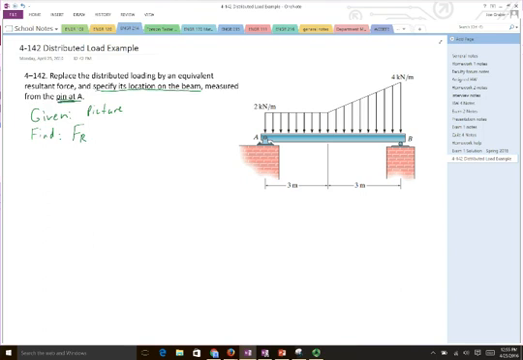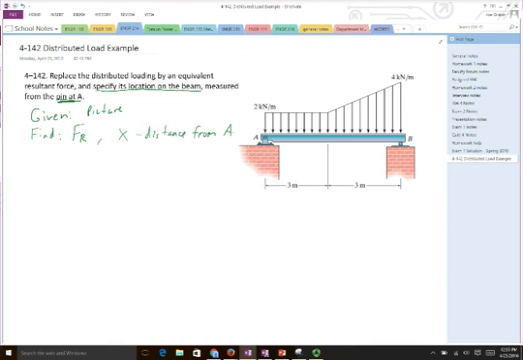So we want to find F_R, and we want to find, we'll just call it x, which is going to be the distance from A.